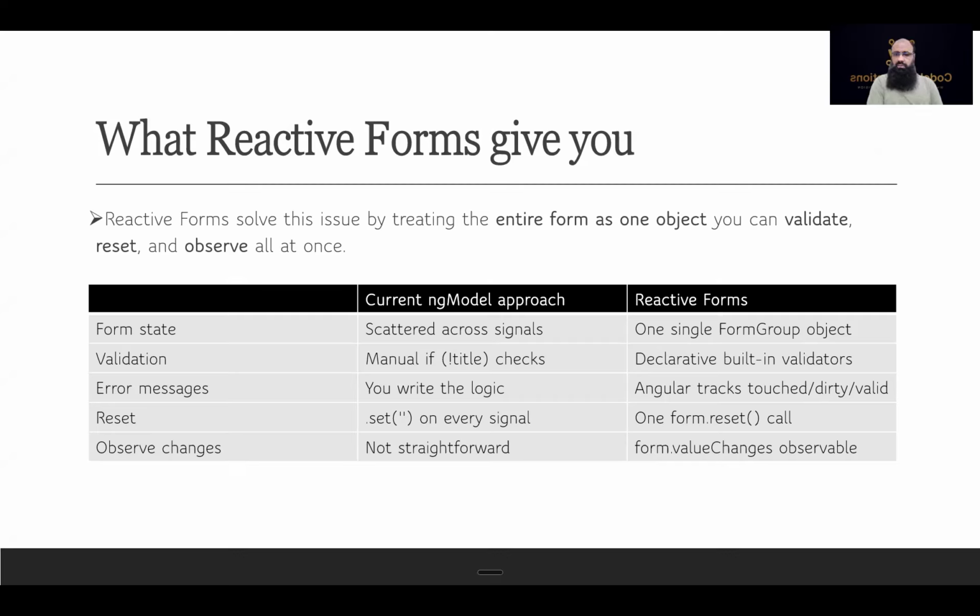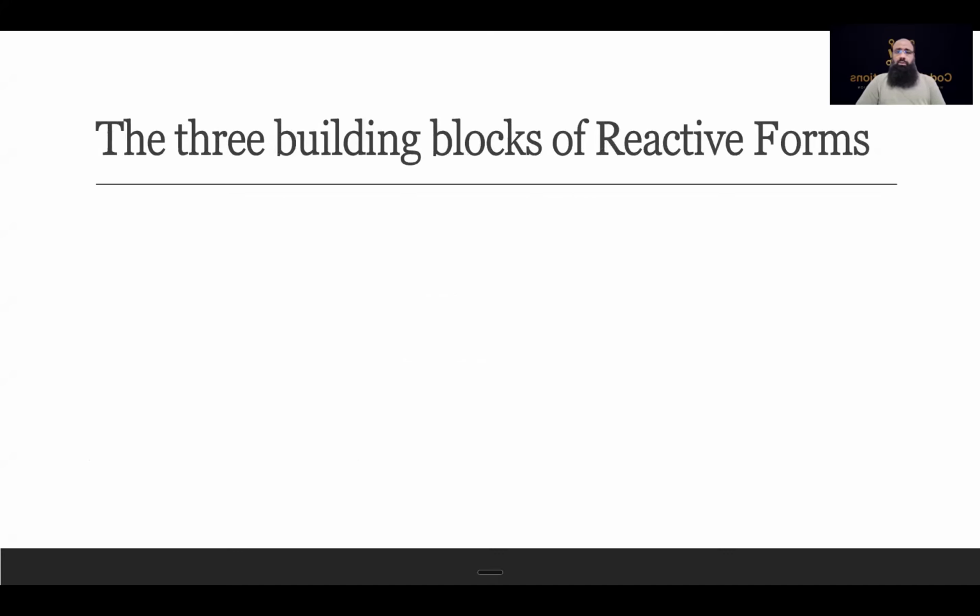Then comes the error message. Angular can use the touched state for that control or form to show the error messages. Then comes the reset. On reset, if we need to reset a signal, we need to use set with an empty value. But if we are using the form, we can reset all the controls using form.reset. Similarly, observing change is not that straightforward with signals, whereas in reactive forms we can get the form.valueChanges observable.